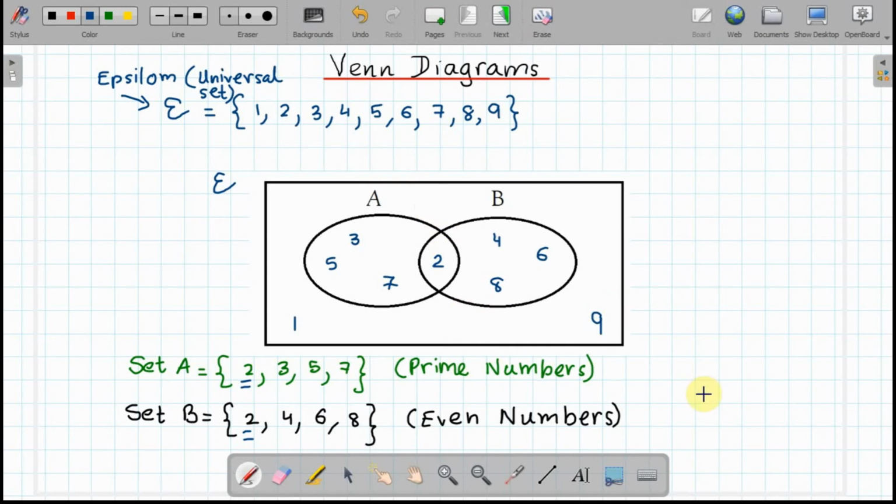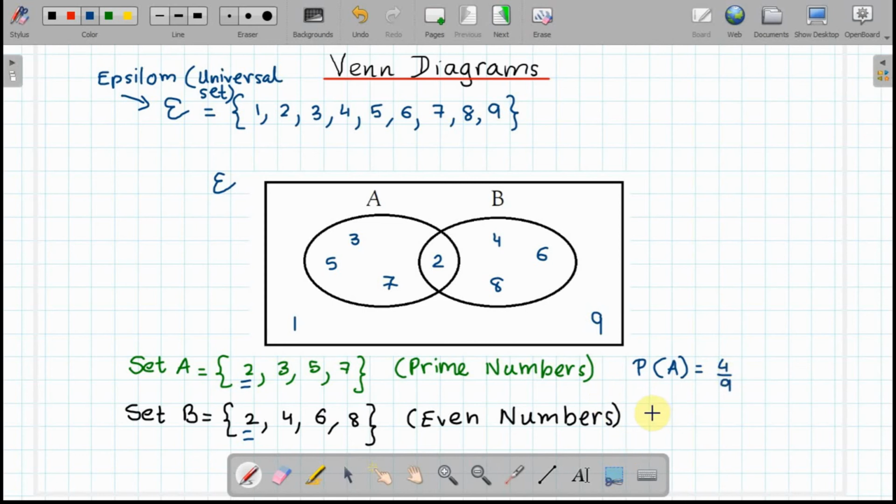Now, if someone was to ask me what numbers are in set A, I would write down the numbers 2, 3, 5, 7. However, if someone asks me what is the probability of getting a number in set A, I'm looking at 9 numbers in total. And in set A, there are 1, 2, 3, 4 elements. Just 4 elements. So that would be 4 out of 9.